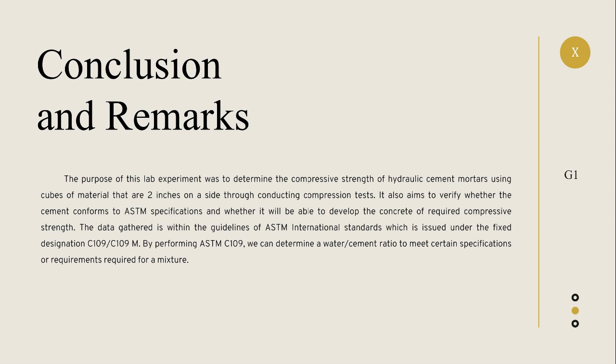The data gathered is within the guidelines of ASTM International Standards, which is issued under the fixed designation C109/C109M. By performing ASTM C109, we can determine a water-cement ratio to meet certain specifications or requirements for a mixture.